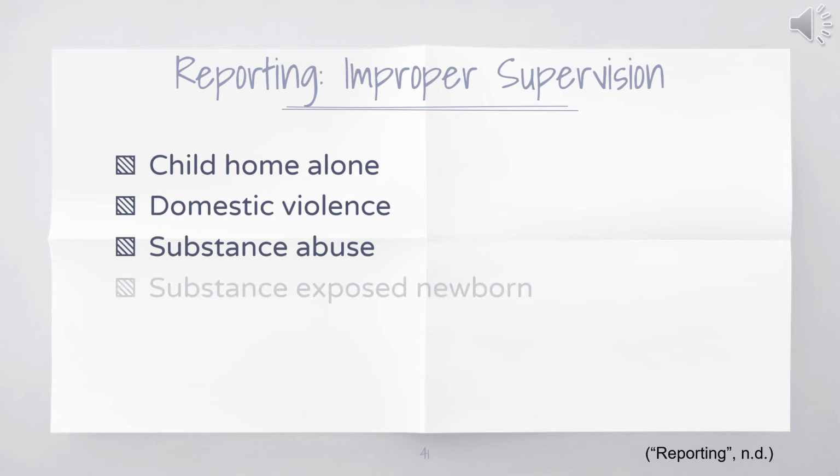Next is substance-exposed newborn. Describe what you know about the circumstances surrounding the newborn's health condition. What are the specific concerns for the health and safety of the child based on the substance use or abuse? Was the child tested for substances? If so, what were the results? Does the child exhibit symptoms consistent with those resulting from exposure to a controlled substance? What are the symptoms? Describe what you know about the parent or caregiver's substance use and how it affects their ability to care for the child.